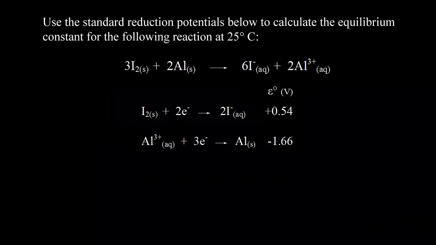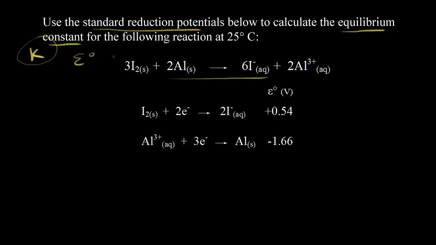Our goal is to calculate the equilibrium constant K for this reaction, and we're going to use the standard reduction potentials to do so. In the previous video, we talked about the relationship between the equilibrium constant K and the standard cell potential, E0. So if we can find E0 for this reaction, we can calculate the equilibrium constant K. And we've seen how to find E0, the standard cell potential, in earlier videos.